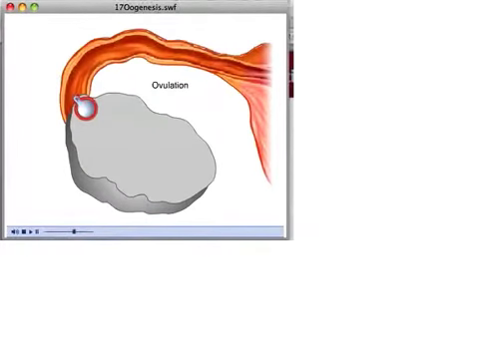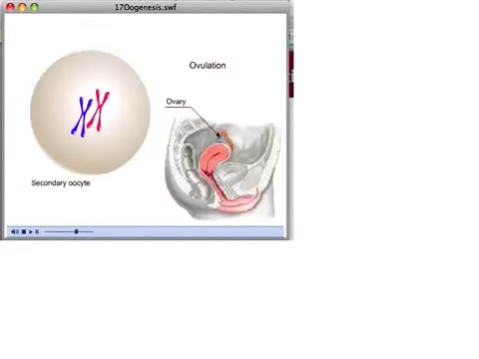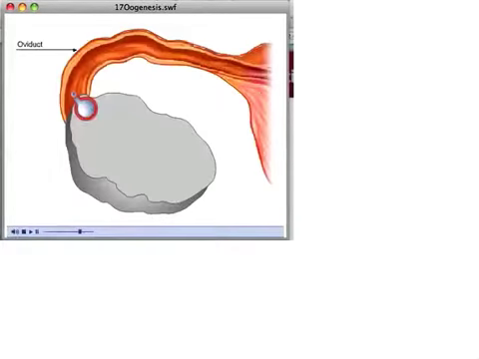The mature follicle ruptures, releasing the secondary oocyte. At this point, the secondary oocyte has entered meiosis II. This second meiotic division will not be completed, however, unless fertilization occurs. The secondary oocyte enters the oviduct, where fertilization of the oocyte with a sperm cell can occur.